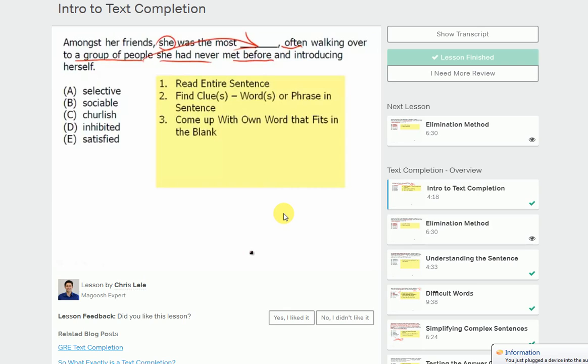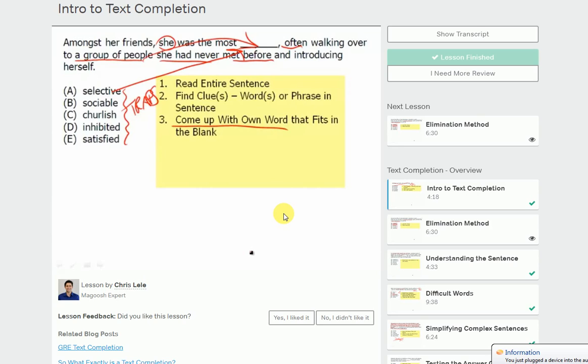What? Really? Yes, you do not want to go down to the answer choices. Herein lies the trap. Because if you do not think through the sentence yourself and you simply start plugging in the answers into the blank, you can convince yourself of quite a lot of things. And that's why we come up with our own word for the blank.